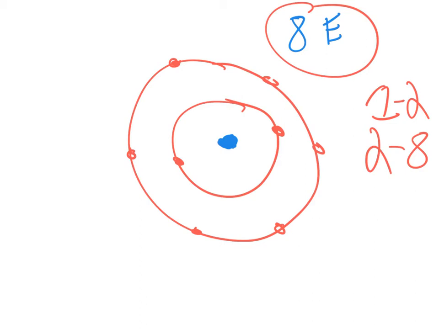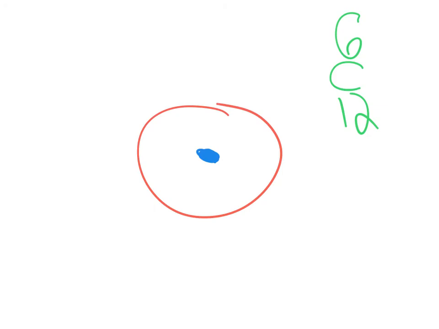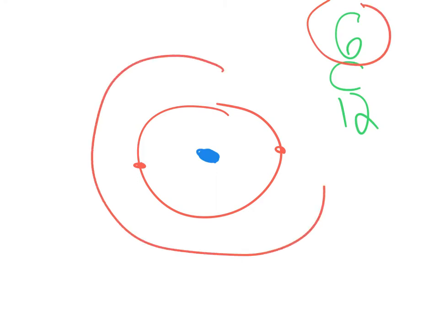I'm going to do a different one now. I'm going to show you carbon. Carbon is 6C12. So I'm going to draw my nucleus here, which has 6 protons, 6 neutrons. My first shell is going to have 2 electrons. There's 1. There's 2. Remember, I have 6 electrons because there are 6 protons. So I need 4 more. So I need another shell.